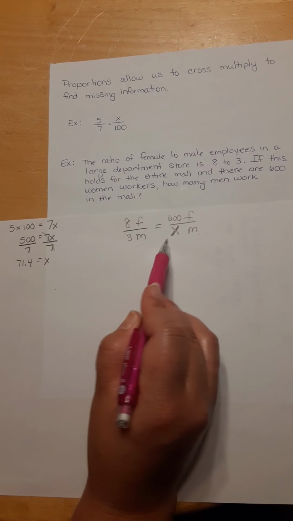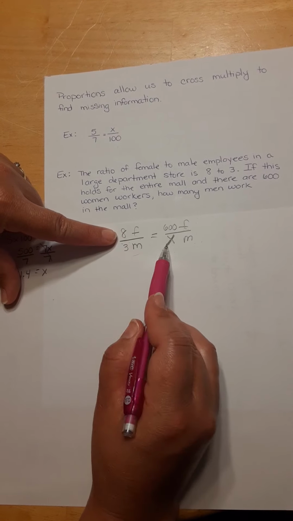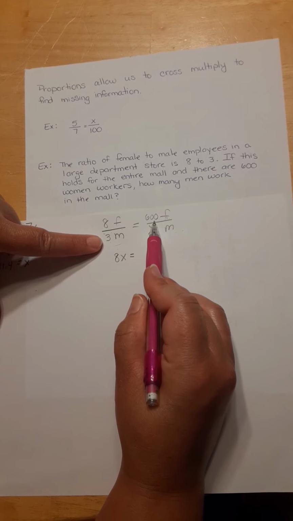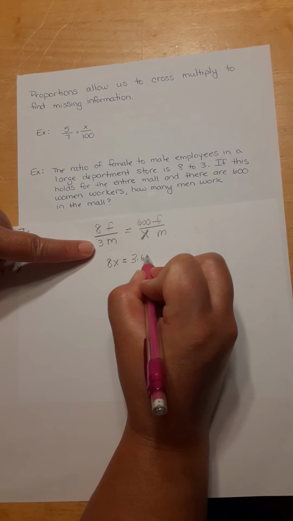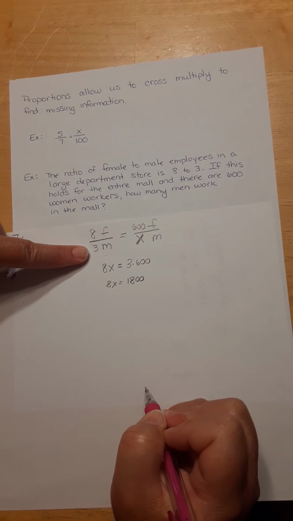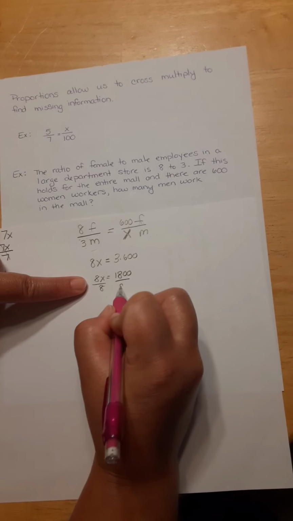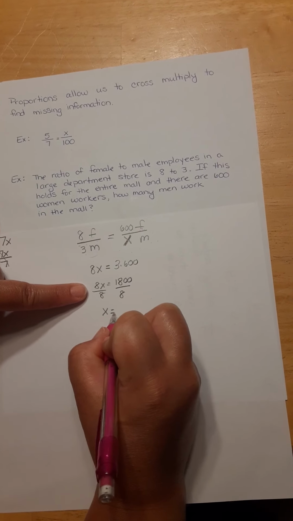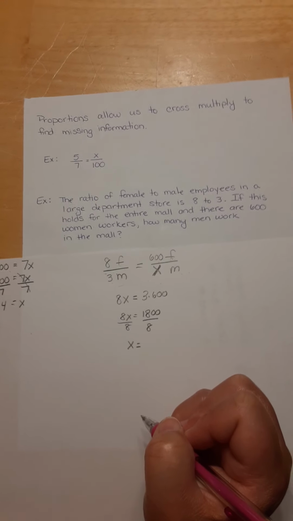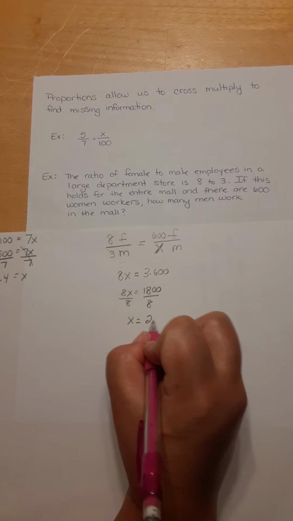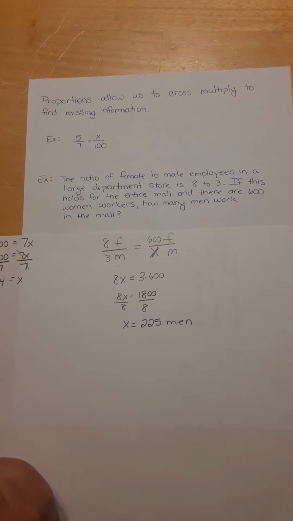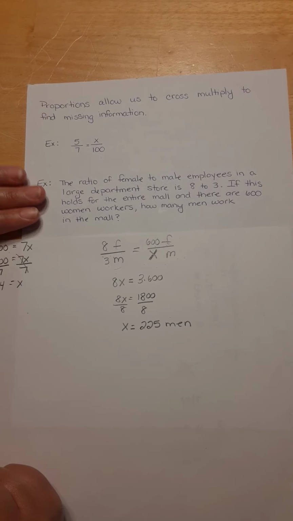Okay, now that I have my proportion set up, I'm just going to go ahead and do my cross multiplying. So I'm going to go 8 times x gives me 8x, and it has to be equal to 3 times 600. 3 times 600 gives me 1800. Okay, now I'm just going to solve for x. And when I do that, I am going to end up with about 225 men. Okay, and using that, we can go ahead and find the missing information in a story problem.